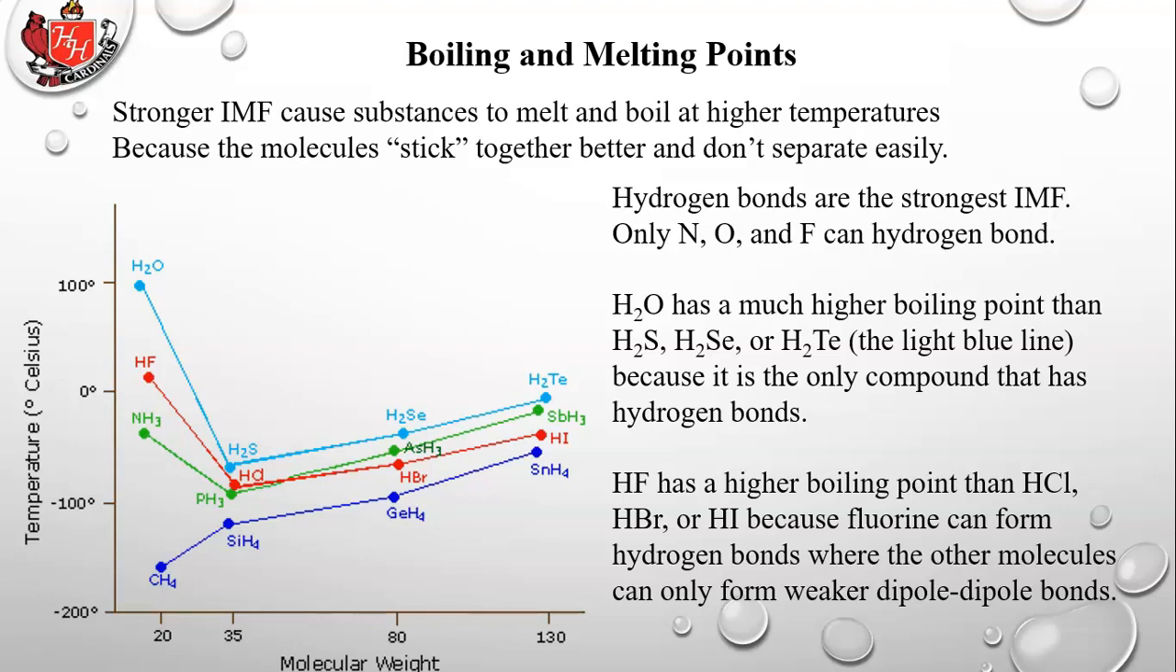Hydrogen fluoride, HF, has a higher boiling point than HCl. And all of those, by the way, as you're going to learn in the course a little later on, are acids. HCl, HBr, and HI are strong acids, and we'll learn the definition of that later. HF is not a strong acid, but it does have the highest boiling point of those 4 compounds. So HF has a higher boiling point than HCl, HBr, or HI because fluorine can form hydrogen bonds, whereas the other molecules can only form weaker dipole-dipole bonds.